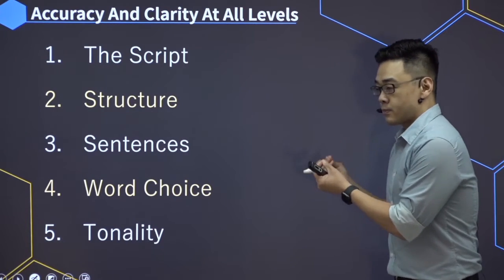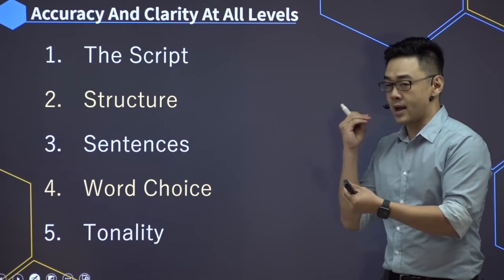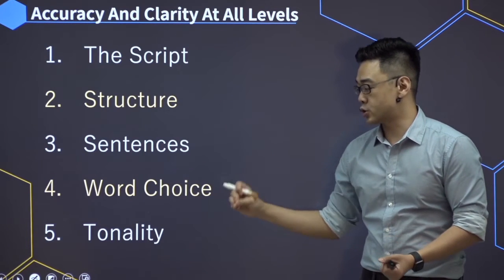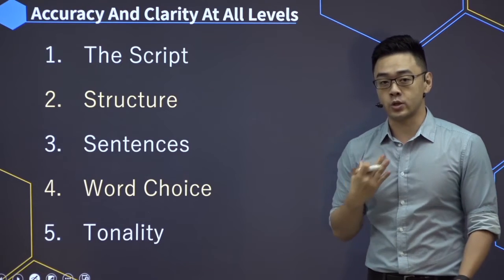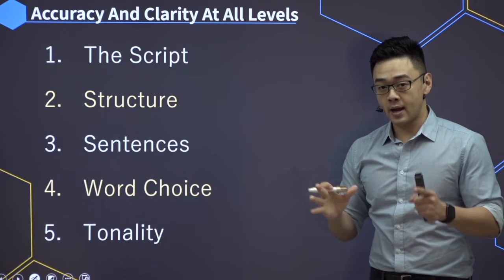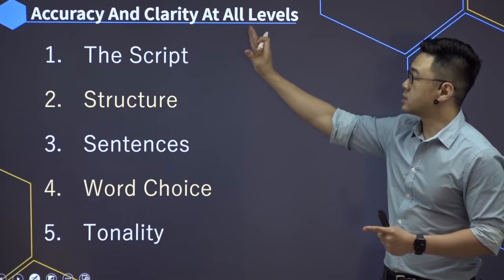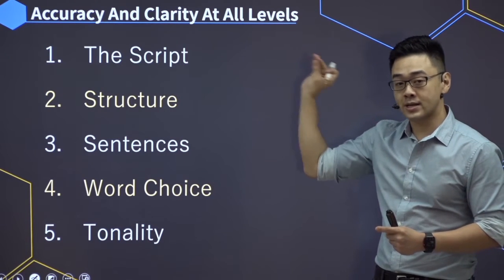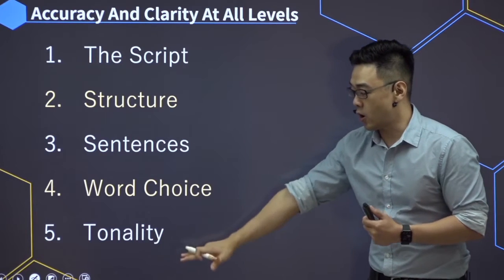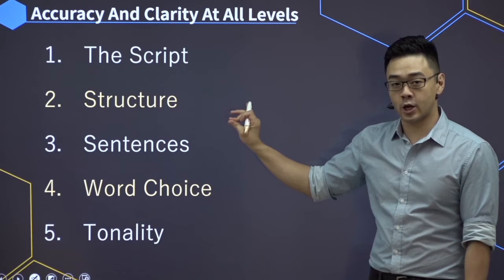So communication precision all depends on everything in communication. So we have the script, the structure, sentence, word choice, tonality. That's your body language. That's your voice. That's your content. That's the script. Okay? Everything has to be accurate and clear. So at all levels. So as a professional, you have to take this into account, that you consider all these 5 elements for your message to be accurate.